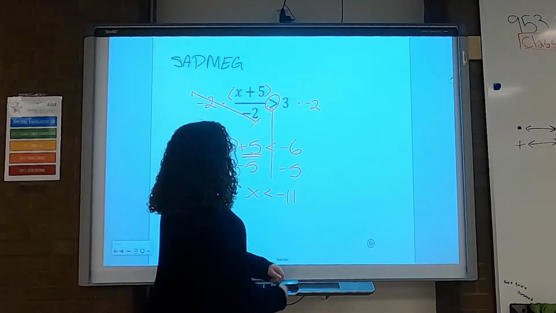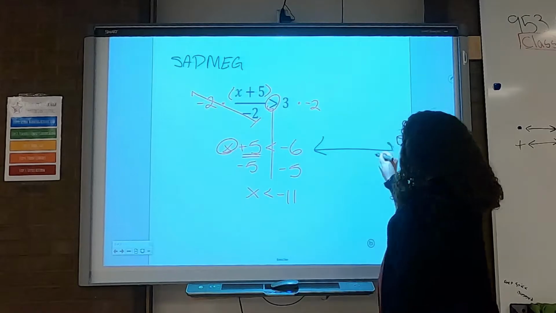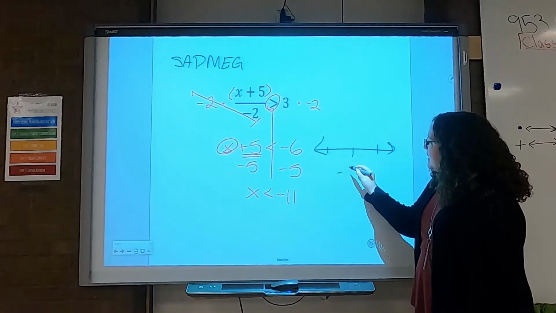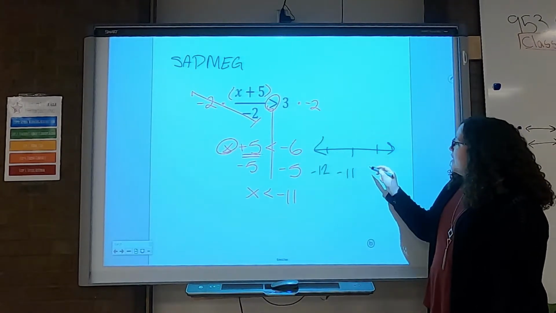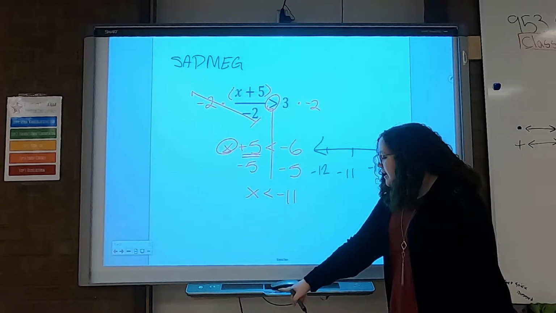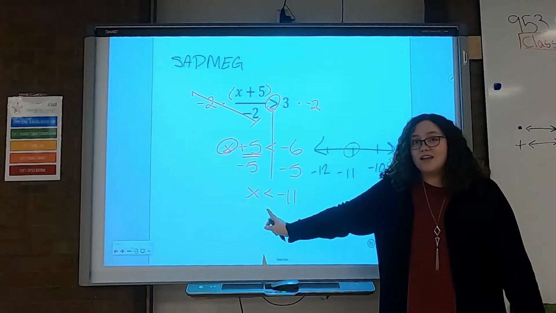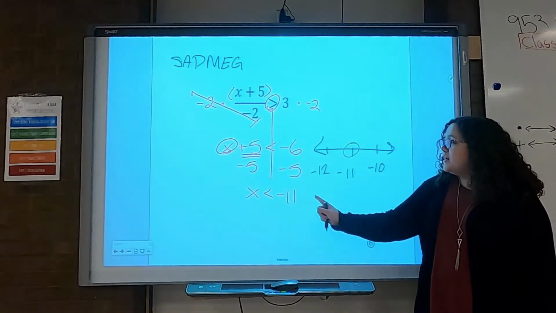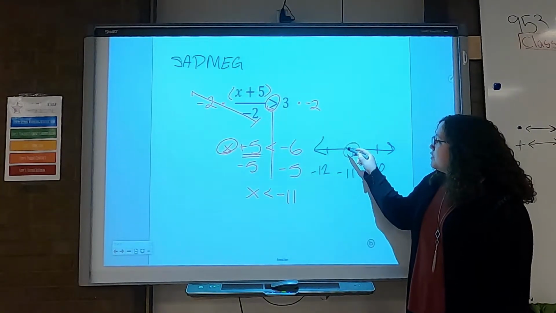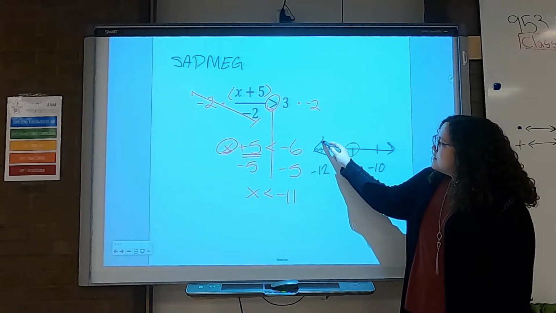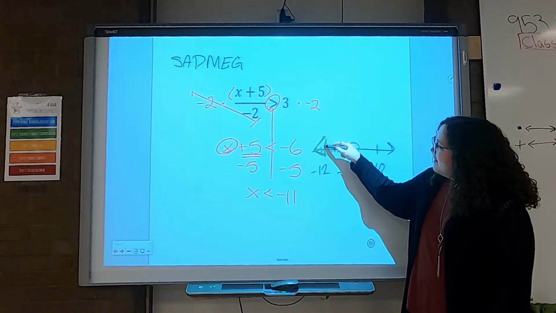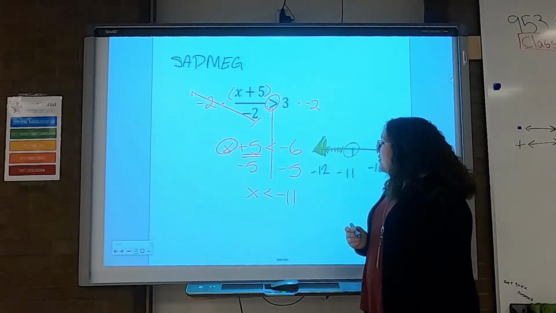Quick graph once more. Little tiny graph. 1, 2, 3, -11, -12, and -10. All right, this time, circling the -11, but it is not included, so we're gonna leave that circle open. The mouse is looking at that variable, which means smaller again. Less is left.